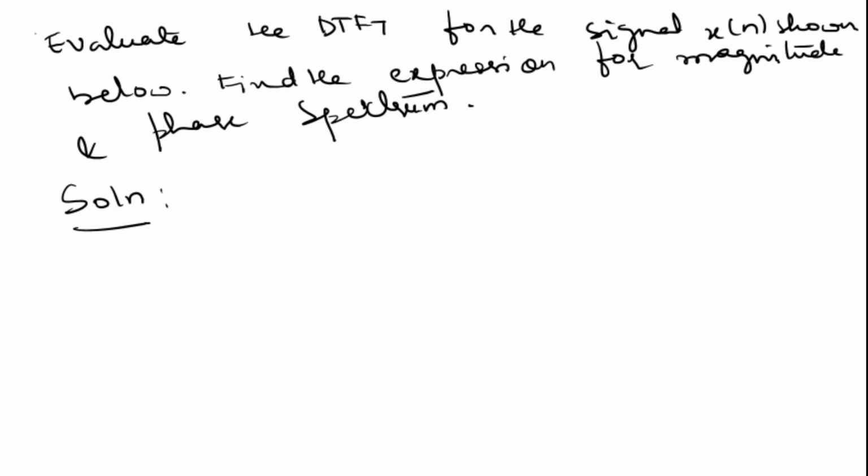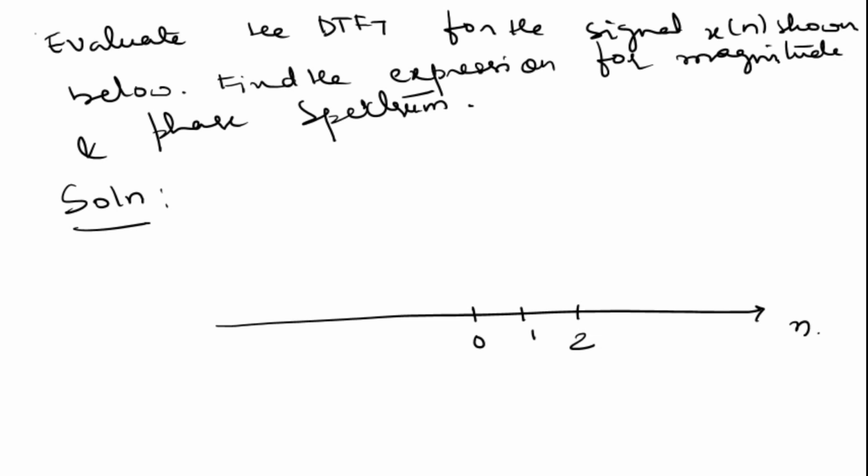x of n is given. This is x of n. At 0 there is no signal, at 1 there is no signal. At 2 we have amplitude 1. At 3 we have -1. At 4 and 5 we don't have any signal. And at -1 also there is no signal. At -2 we have 1. At -3 we have 1. At -4 and -5 we don't have any signal.